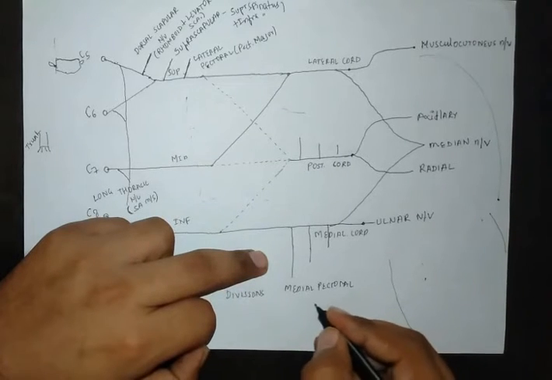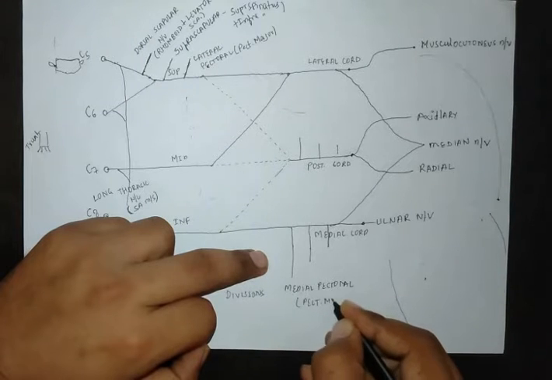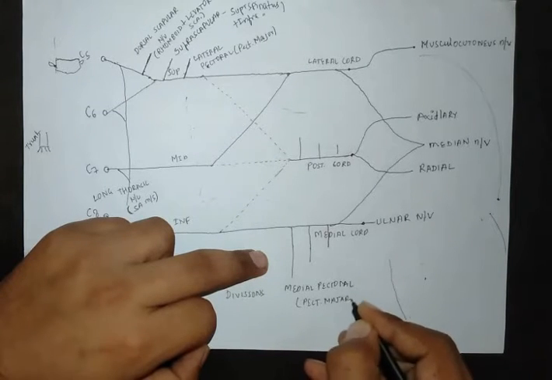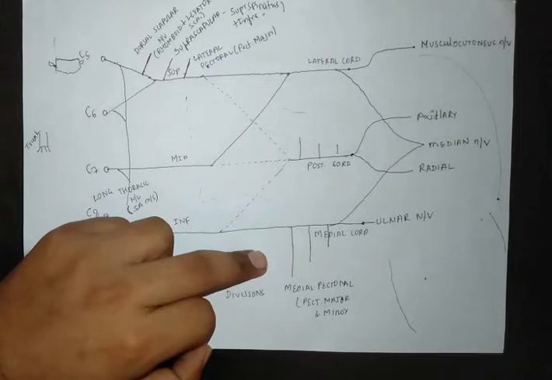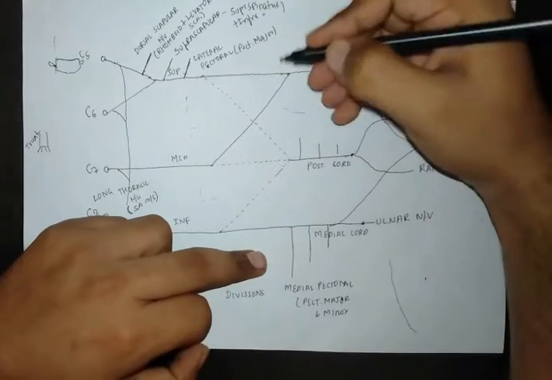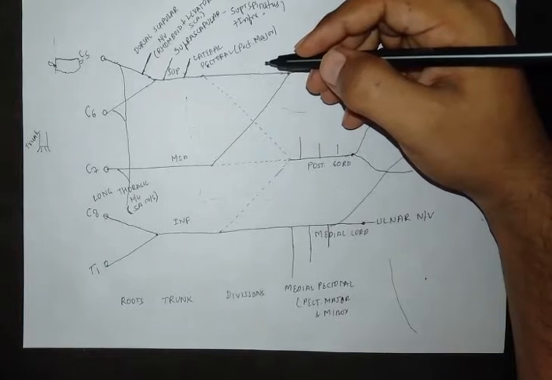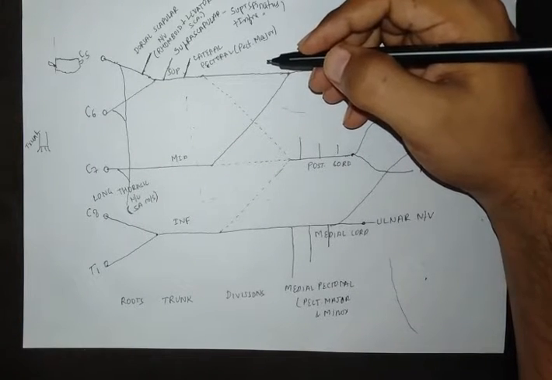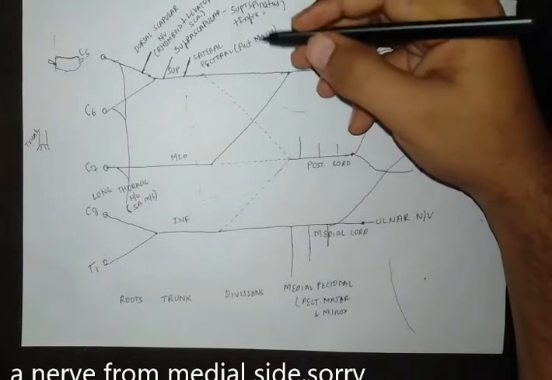Medial pectoral. Now medial pectoral supplies both pect major and minor. Again, it's easy to understand because, as you know, the pectoralis major is more towards the medial side of the chest, and pectoralis minor is a small muscle. So a muscle that is coming from the medial side can only supply both the muscles.